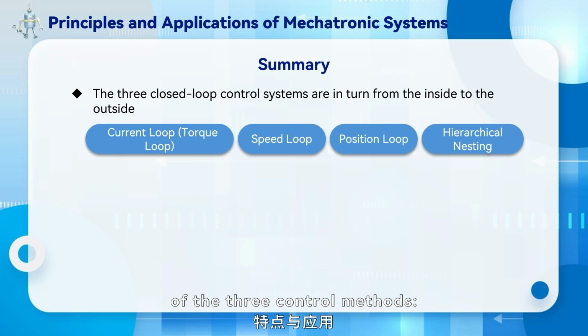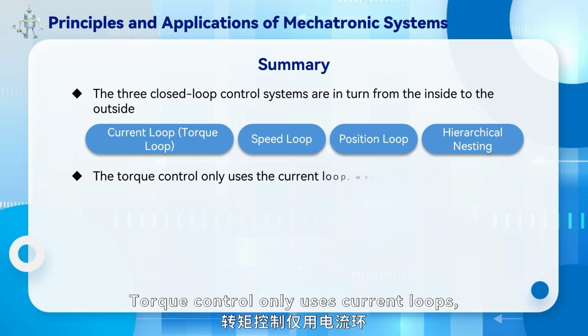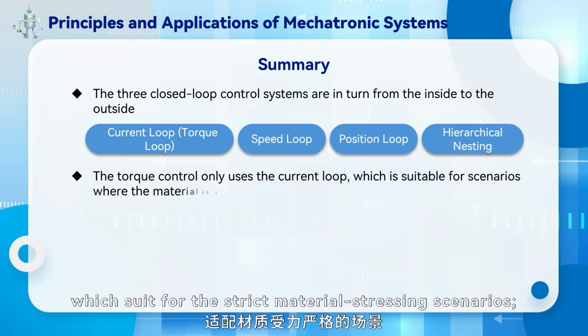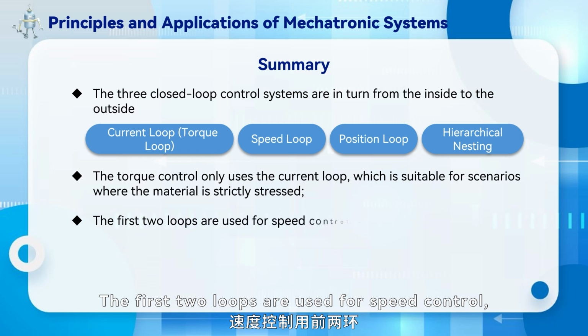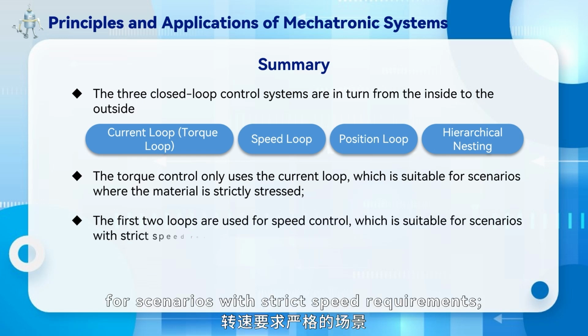Characteristics and applications of the three control methods. Torque control only uses current loops, which suit strict material stressing scenarios. The first two loops are used for speed control, which is suitable for scenarios with strict speed requirements.